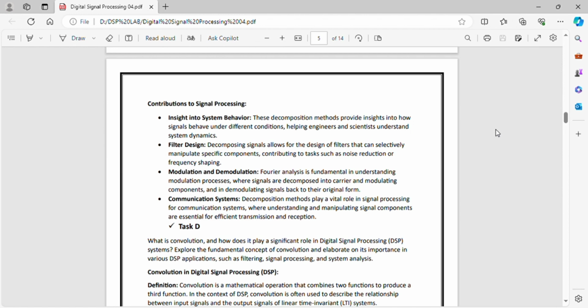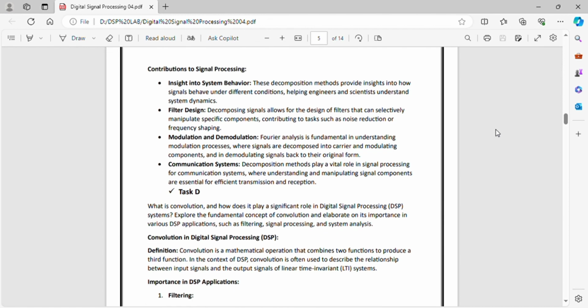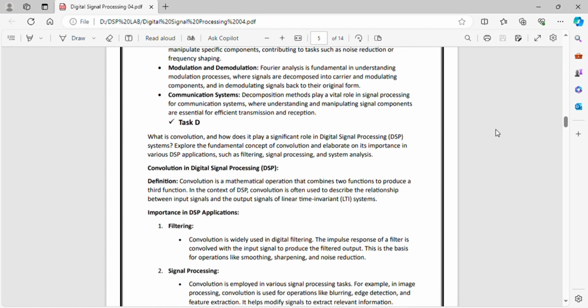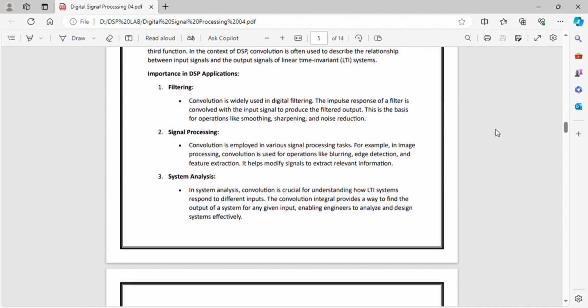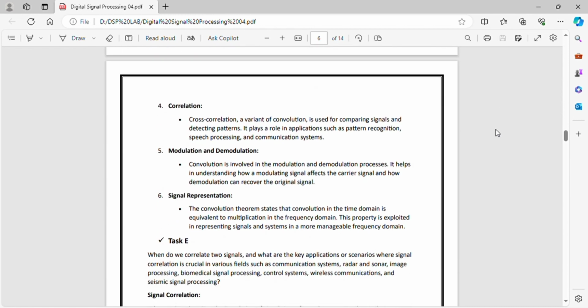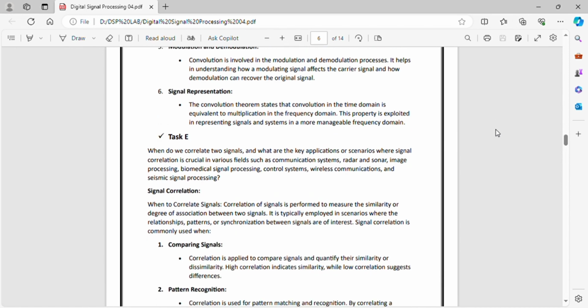In task D, what is convolution? How does it play a significant role in DSP systems? So, convolution is a mathematical operation that combines two functions to produce a third function. In the context of DSP, convolution is often used to describe the relationship between input and output signals of LTI systems. The importance in DSP applications is filtering, signal processing, system analysis, correlation, modulation, demodulation, and signal representation. The task E is when do we correlate two signals?